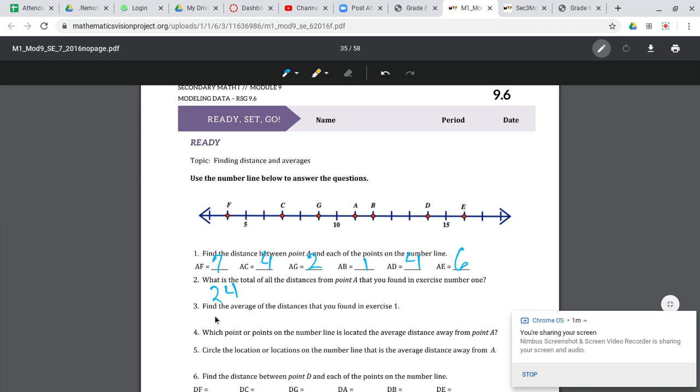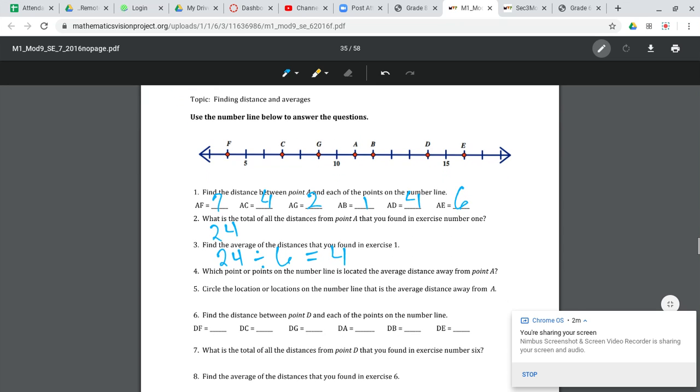All right, for number 3, find the average of the distances that you found in exercise 1. So what we're looking at here is basically taking 2 and 3 and separating them apart, finding the mean of a set of data. So we're going to take the total distances, which is 24, and divide it by how many different points we had, which was 6. So 24 divided by 6 is 4. So our answer is 4. So the average or mean of the data is 4.